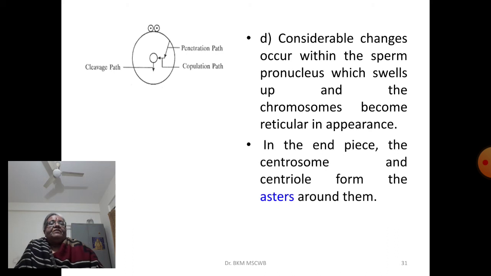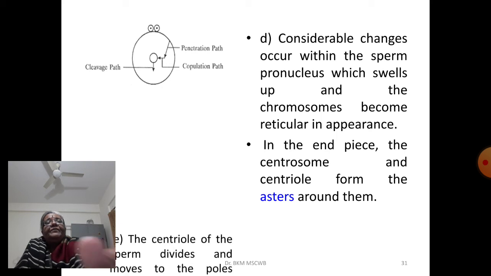Sorry for the typographic error. Not in the end piece, in the mid piece. Actually, the centrioles or the centrosomes are present in the neck region only. Not even in the mid piece. This is not the end piece. It should have been the mid piece and above the mid piece, right? Especially in the neck region of the sperm. In the neck region, the centrosome and the centriole form the asters around them.